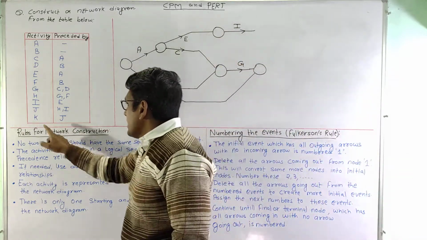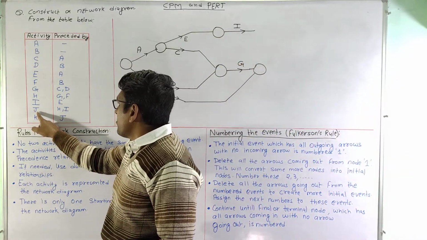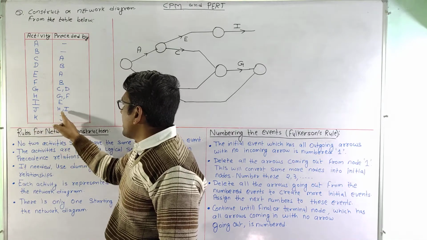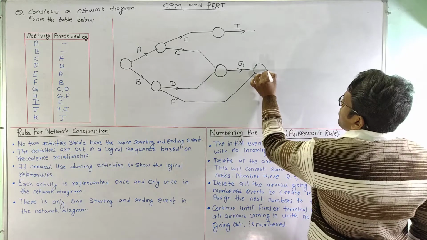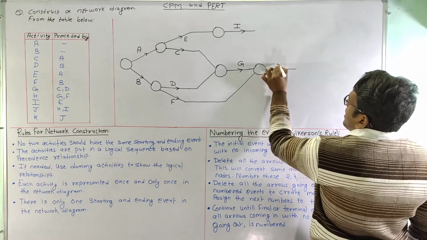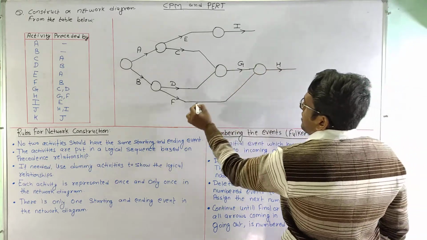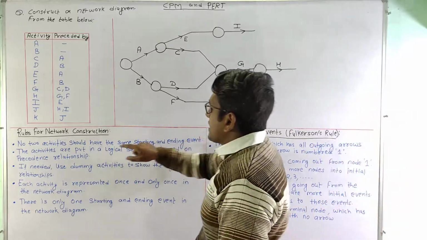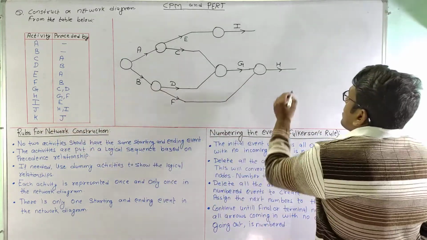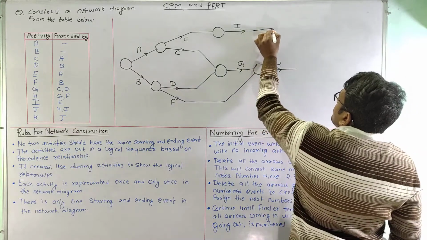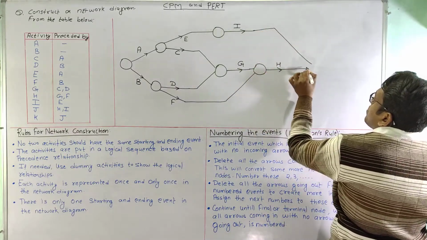Okay, then activity J is preceded by activity H and activity I. So we forgot to start activity H, as it is preceded by G and F. Now activity J is preceded by H and I, so we will converge these two to a single node here.